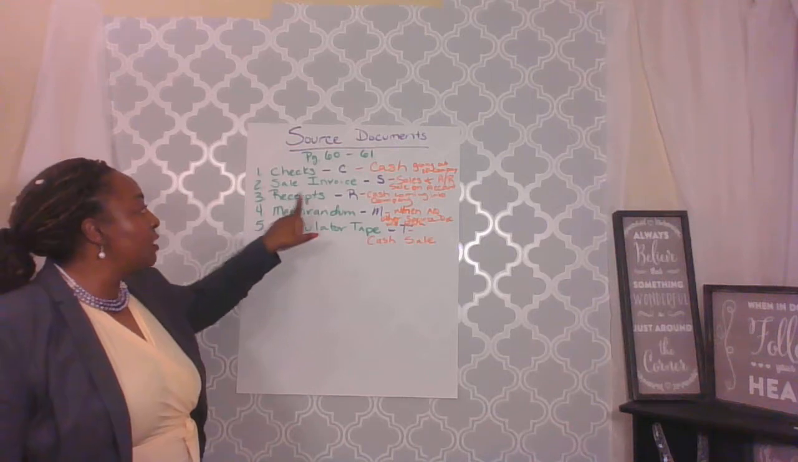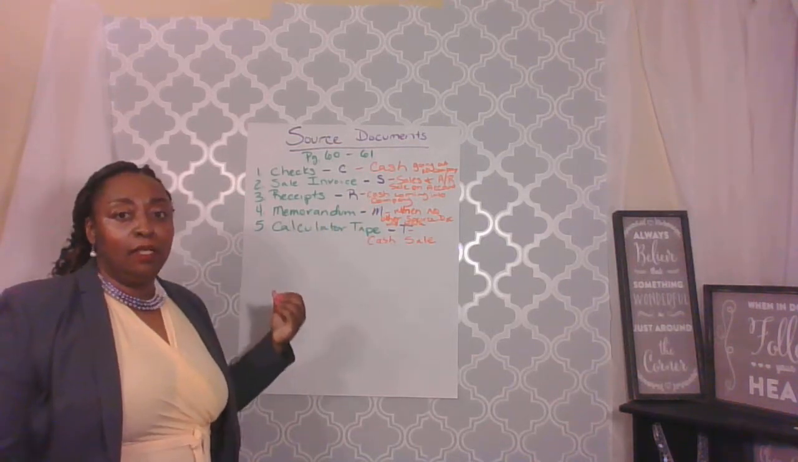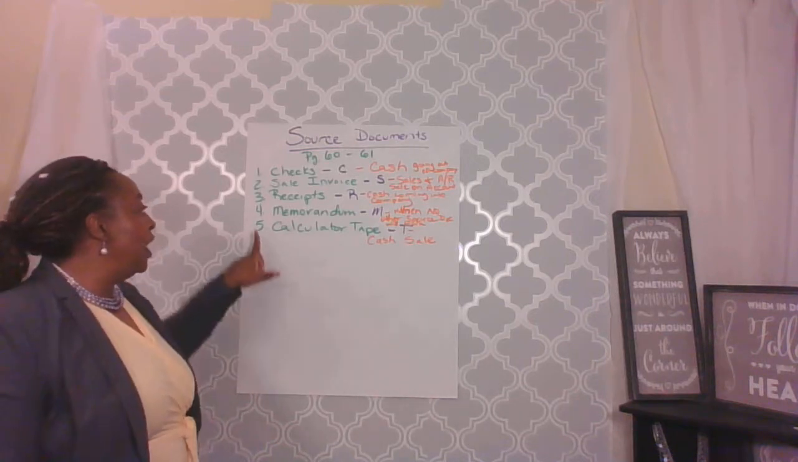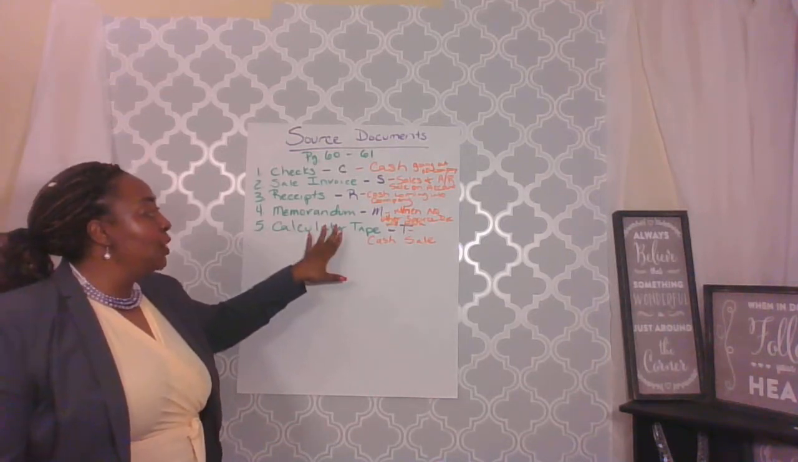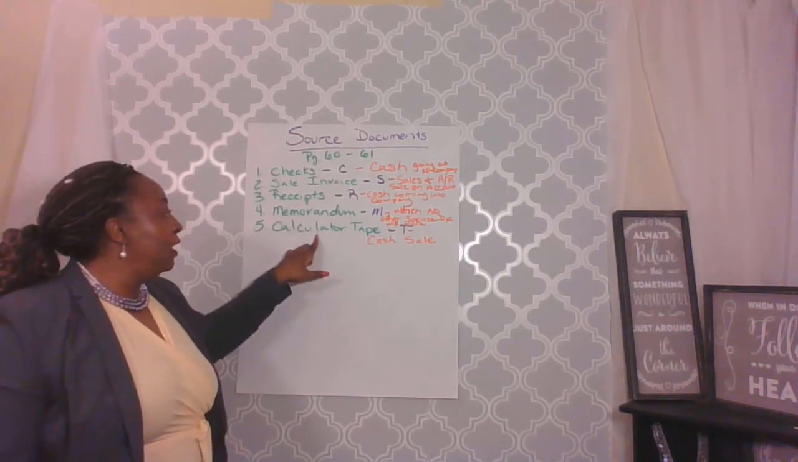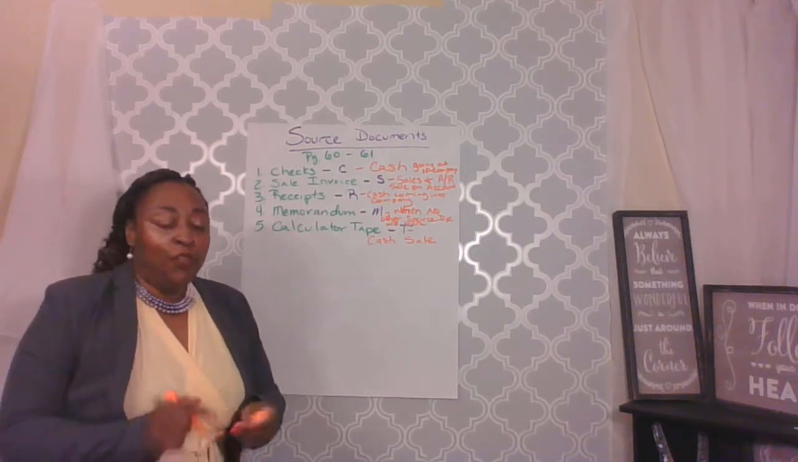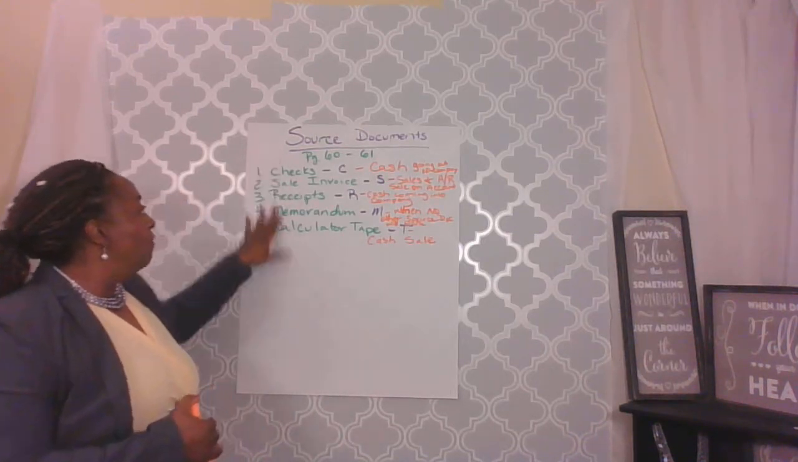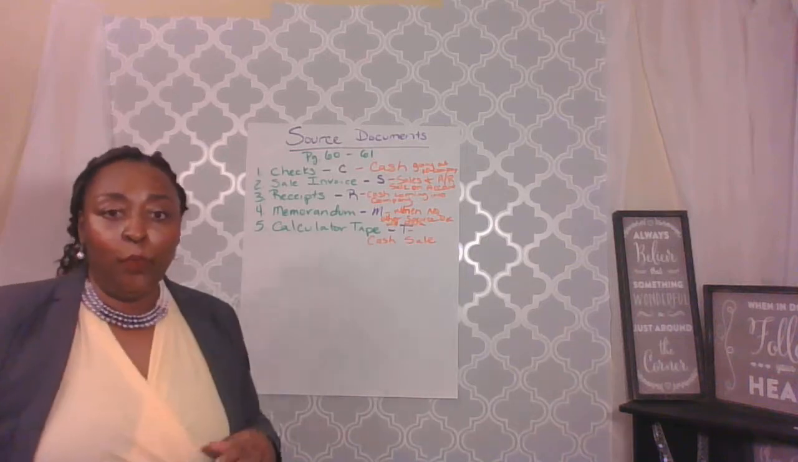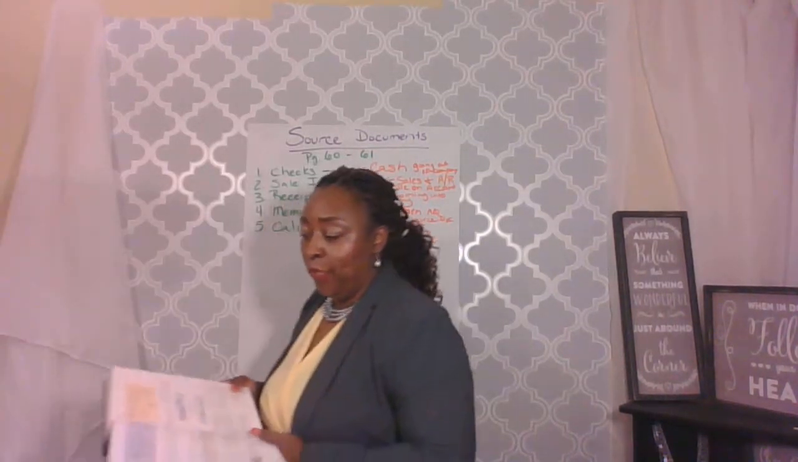Then we have receipts, abbreviation R. This is when cash is coming into the company. We are receiving cash. And then we have a memorandum. We use this when none of the other source documents will work. And then a calculator tape is what we use for a cash sale. So that is the 5 source documents, when we would use them, and why we would use them.